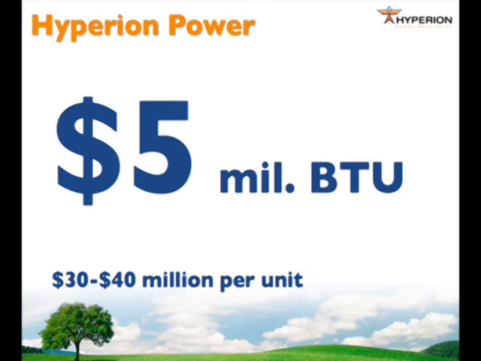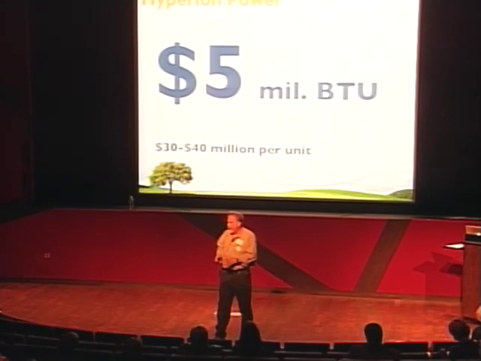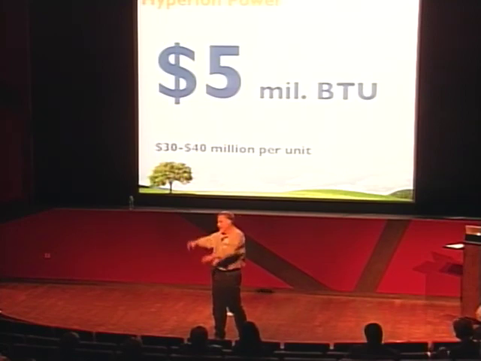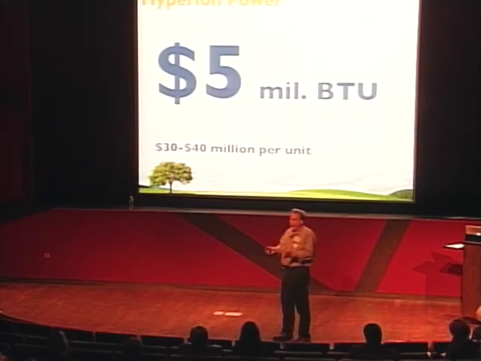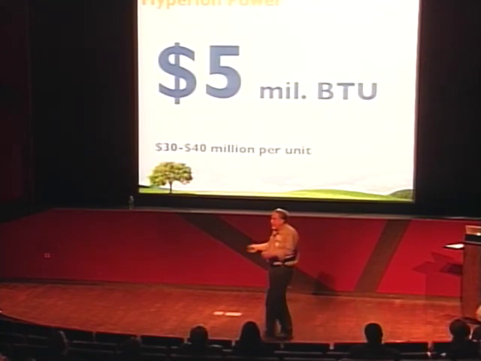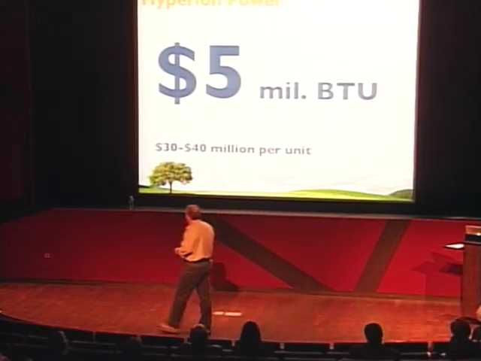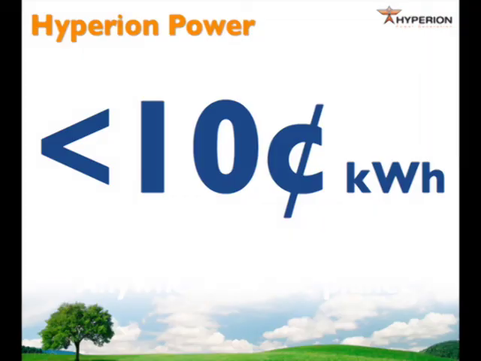Each unit costs between 30 and 40 million bucks. That works out to be about $5 a million BTU. And I'm using a capital cost for a reactor. I'm not including the whole plant. But the $5 a million BTU for generating heat or process heat or electricity is pretty good. It compares with the dirty sort of carbon basis of generating that kind of energy.